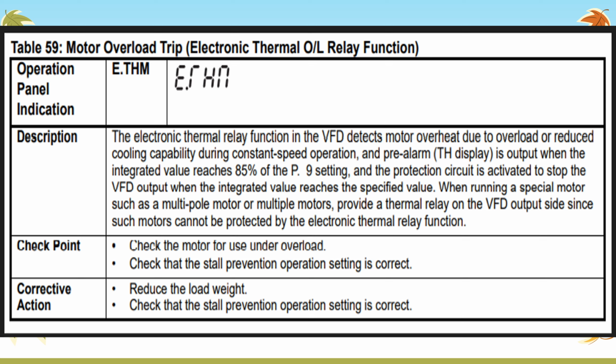In Jainson VFD, there is an error E.THM, motor overload trip. It means the electronic thermal relay function. In this function, the VFD detects motor overheat due to overload or reduced cooling capacity during constant speed operation. A pre-alarm is output when the integrated value reaches 85% of the P.9 parameter setting. The protection circuit is activated to stop the VFD output when the integrated value reaches the specified value.